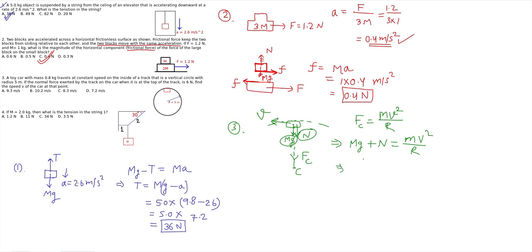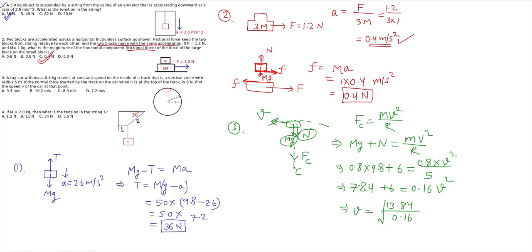Let's put the values. Mass is given 0.8 kg, g is 9.8, plus normal reaction is also given, 6 Newton, and this is equal to 0.8 into v square divided by radius, 5 meter. And let's put the values and solve this. So 0.8 times 9.8 is 7.84, plus 6, and this will be 0.16 v square, or from here you can write v is equal to the square root of 7.84 plus 6, 13.84, divided by 0.16.